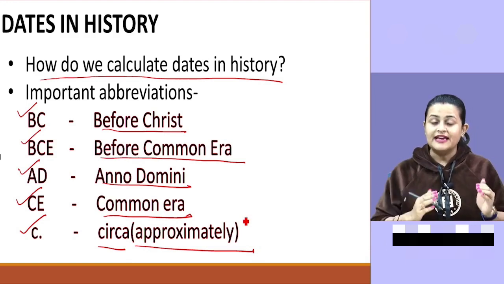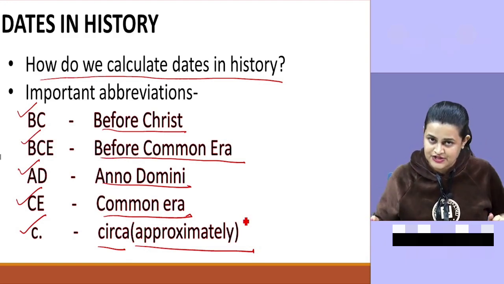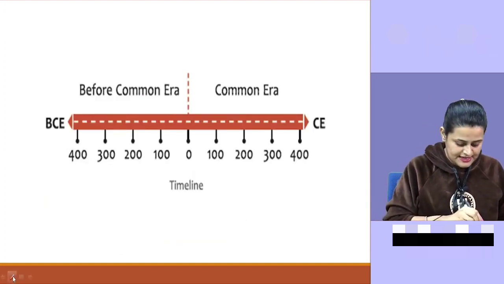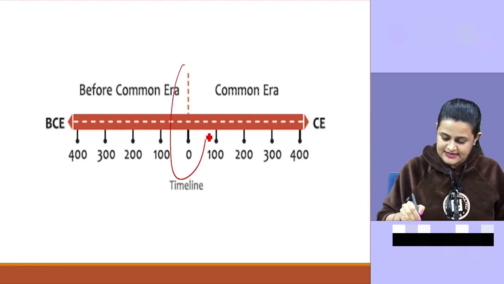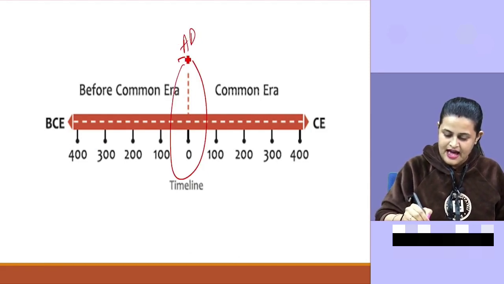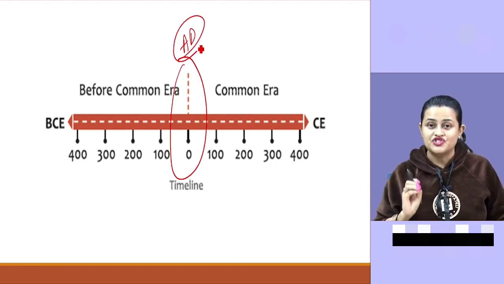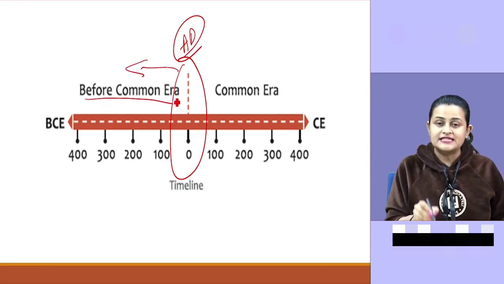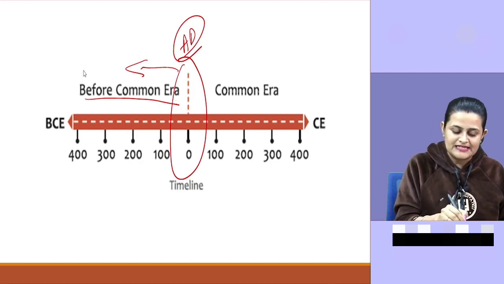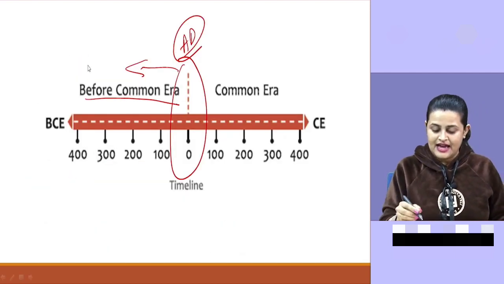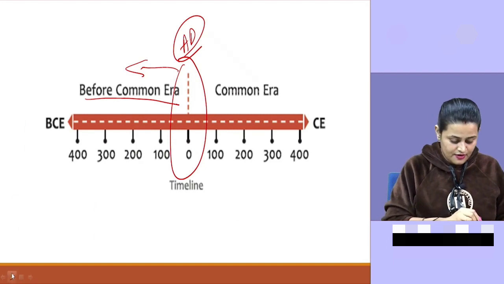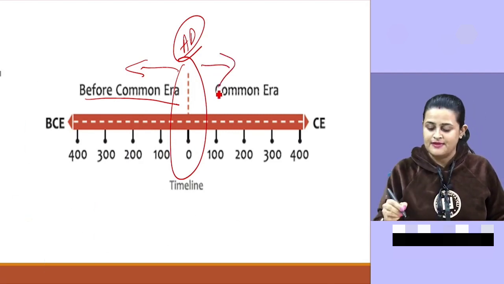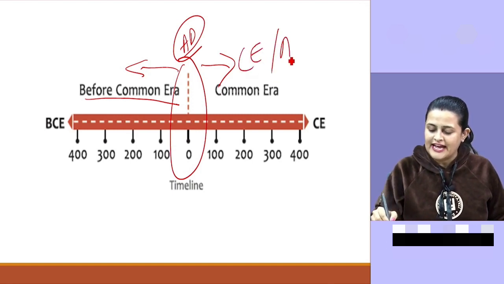So, when we calculate the dating system in history, we take 0 AD, this time period, as the birth of Jesus Christ. Before this, we calculate the dating system in BCE or BC. After AD or 0 onwards, we calculate the dating system as CE or AD.